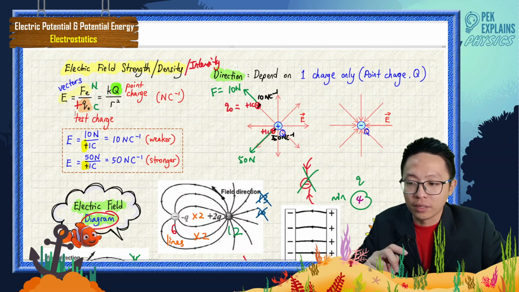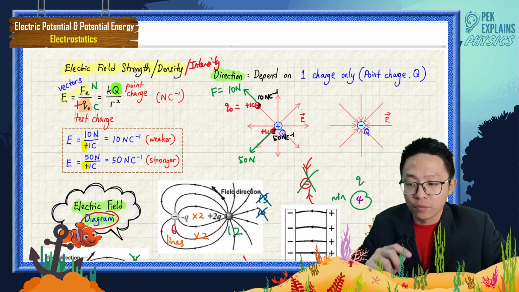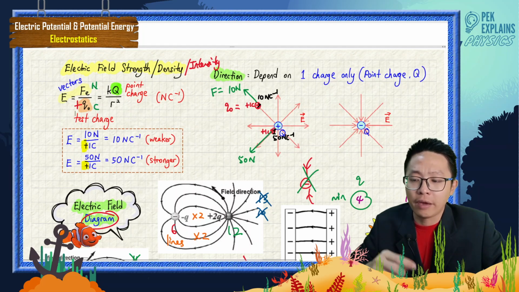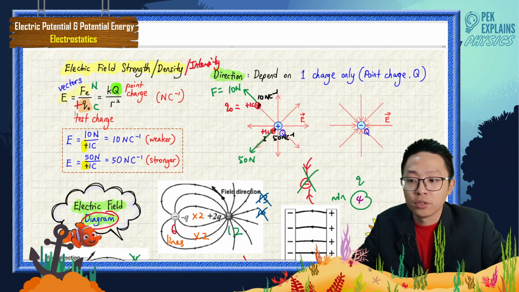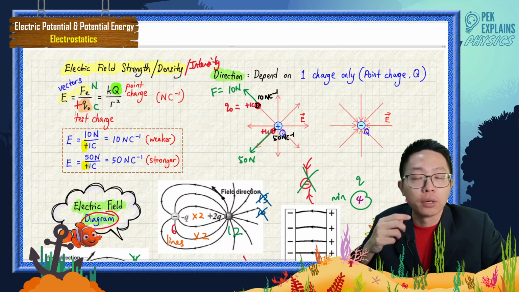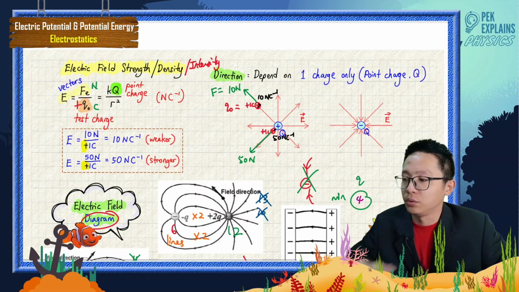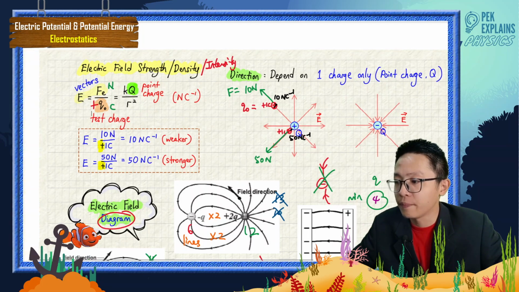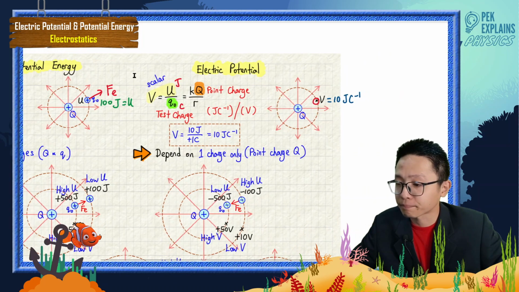Like you see, if the electric field strength over here is 50 Newton per coulomb, that means if 1 coulomb is placed over here, it will experience 50 Newton of repulsive force. So it is a stronger electric field at this point compared to the 10 Newton per coulomb one. Okay? So electric field strength is force per unit test charge. Similar to electric field strength, the electric potential also has a similar meaning.